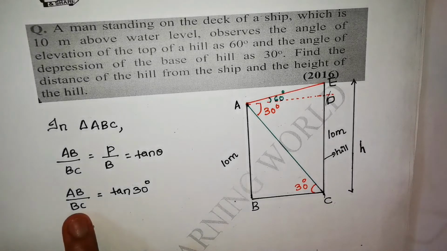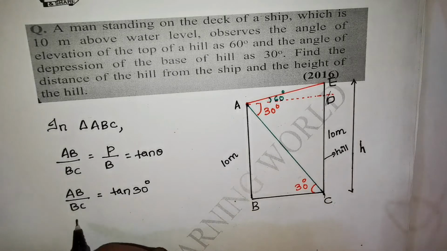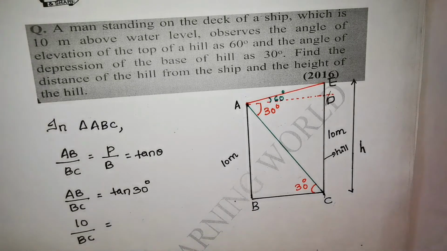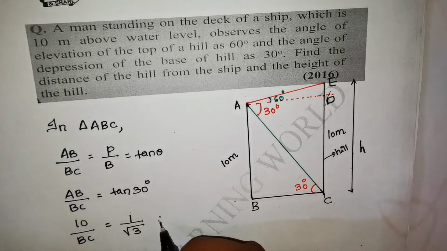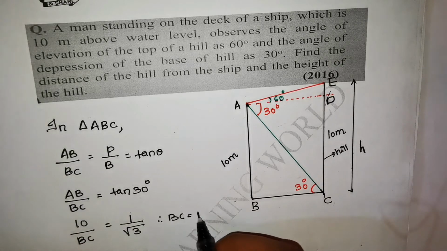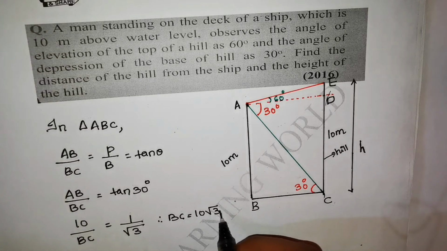So what is the value of AB? I am substituting here as 10 by BC is equal to tan 30 degrees. What is the value of tan 30 degrees, students? It is 1 by root 3. Next, we can cross multiply. So 10 root 3 equals BC. Therefore, BC is equal to 10 root 3 meters.